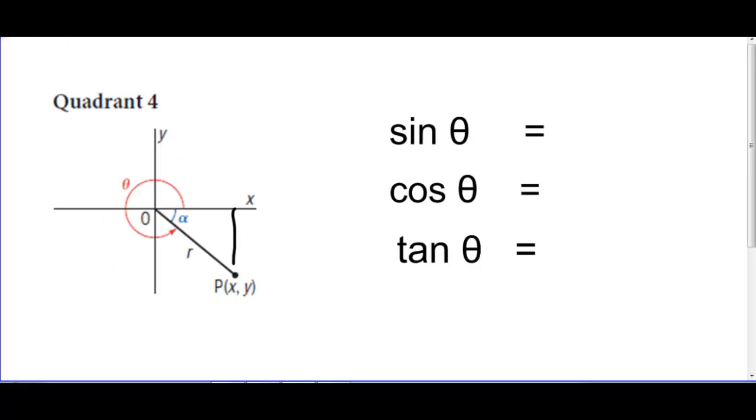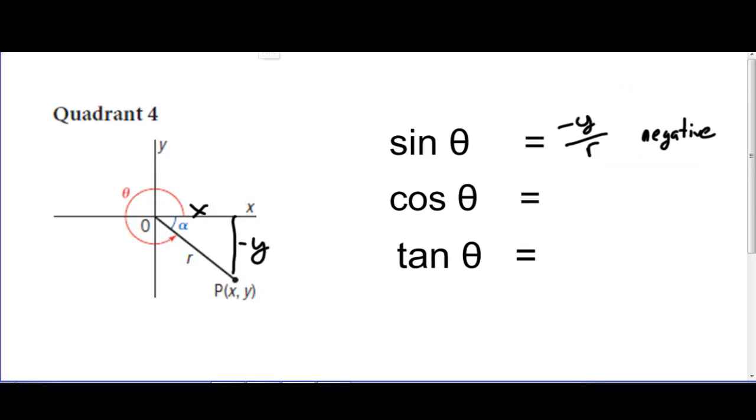Finally, looking at the fourth quadrant, we can see that our x is going to be a positive value and our y is going to be a negative value. So in the fourth quadrant, our sine is going to be a negative number for y and r, which is a negative. For cosine, we've got a positive value for x over our r, so that's going to be a positive. And finally, for tangent, we have a negative value for y over x, which is going to be negative.